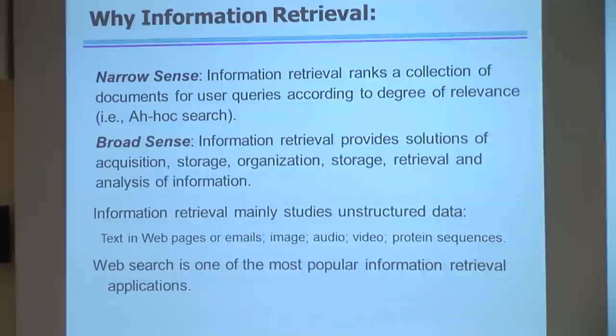And we would like to identify techniques that can better help us find and utilize useful information. And so, a group of people in computer science started to do research on information retrieval a long time ago. But this community has gotten much bigger in the last 20 years because of the WWW. In the narrow sense, information retrieval ranks a collection of documents for user queries according to the degree of relevance of the user query to the available documents or web pages.